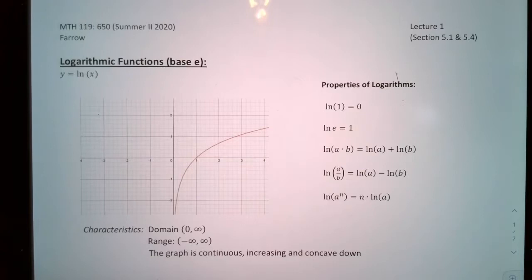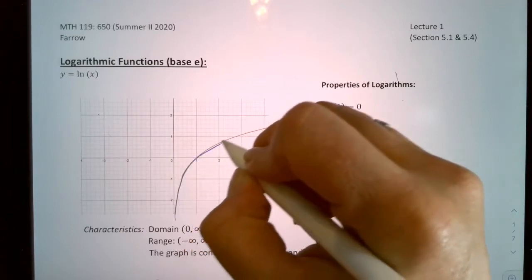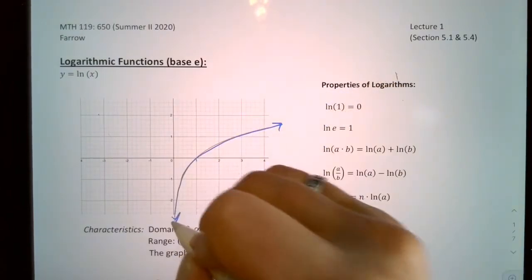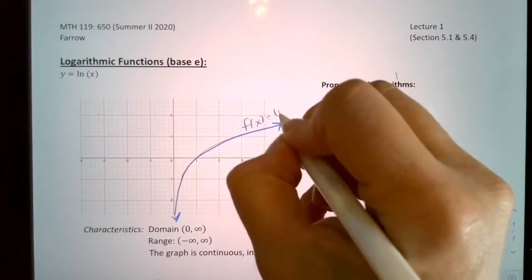So if I just look at this graph and trace over it so I can see this, this is your natural log function. I'm just going to trace right over that beautiful sketch that I screen captured there. I'm going to label this f. This is the natural log of x.